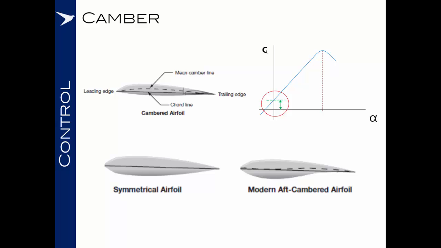So you'll see the diagram at the bottom right here, the modern aft cambered aerofoil, is a typical cross-section that we may find in a modern business jet. This has been specially shaped to give the maximum lift with the minimum drag at our typical cruising airspeeds.